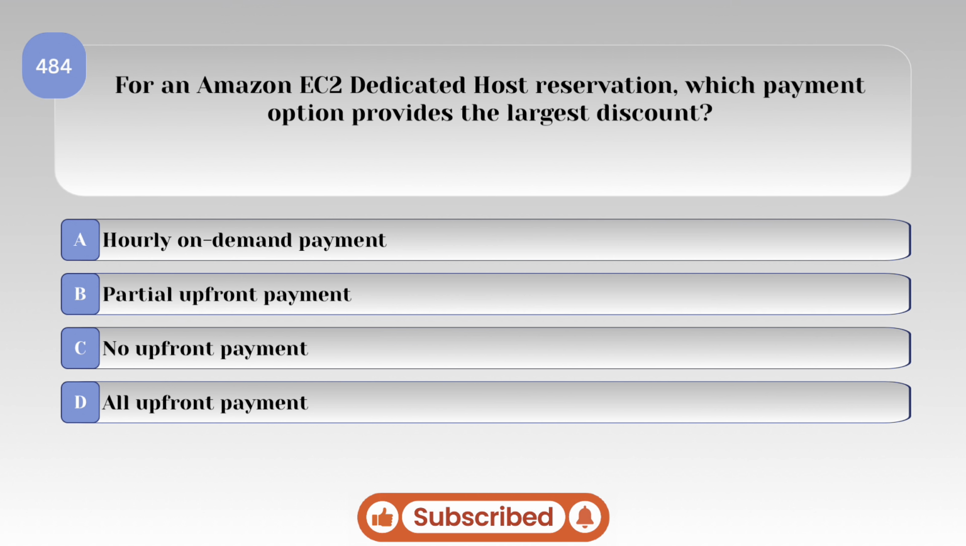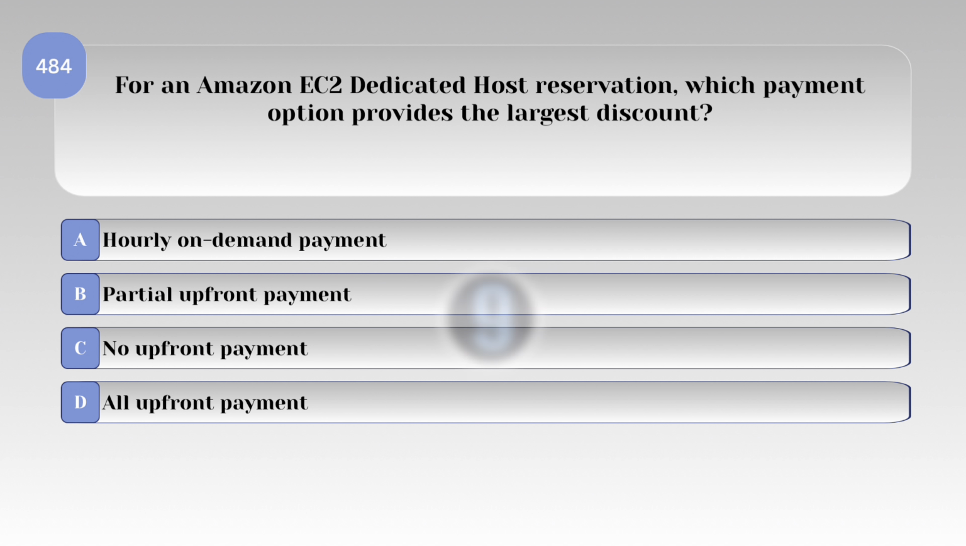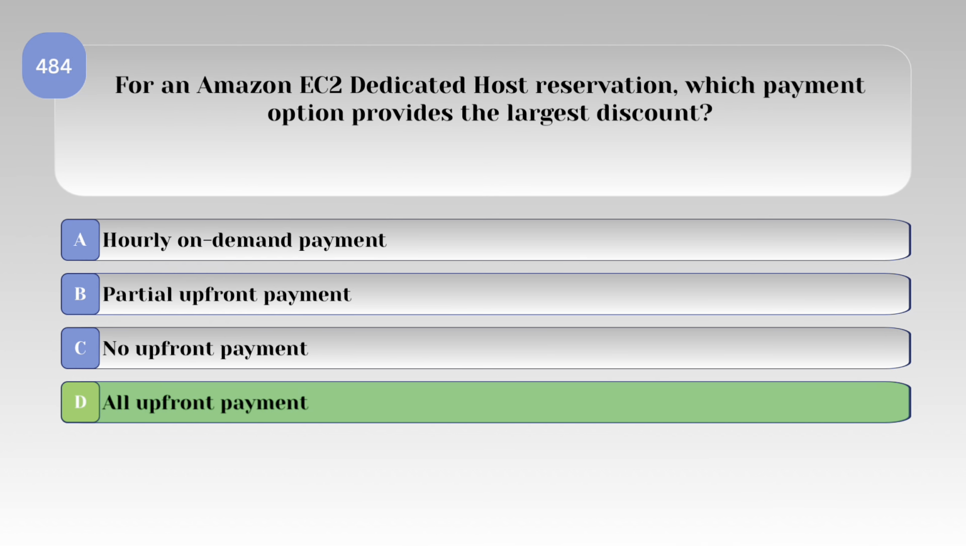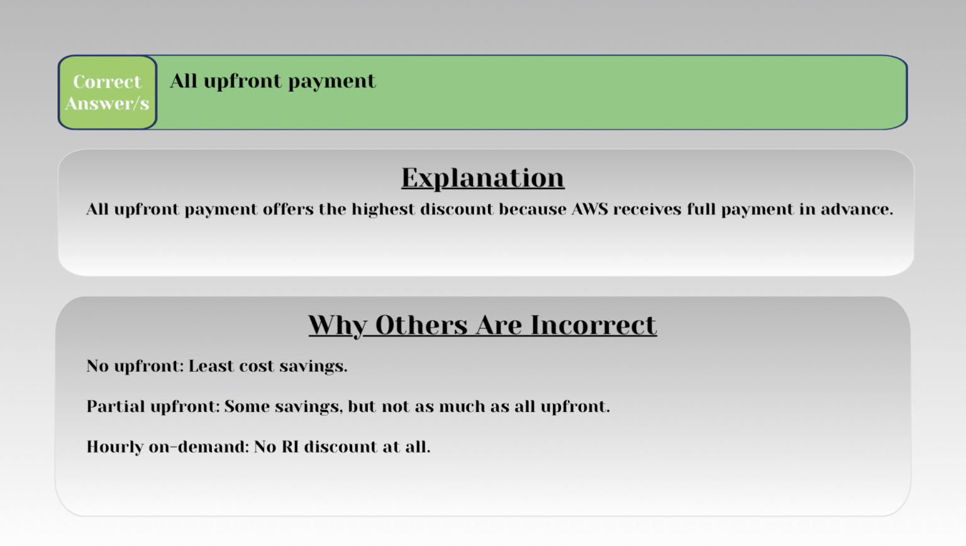For an Amazon EC2 Dedicated Host reservation, which payment option provides the largest discount? Correct answer: all upfront payment. Explanation: all upfront payment offers the highest discount because AWS receives full payment in advance.